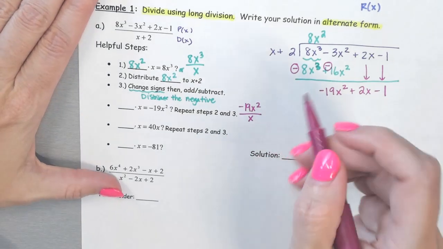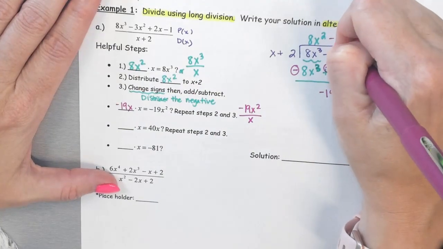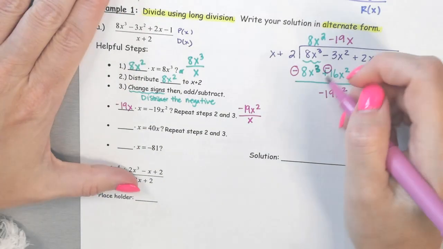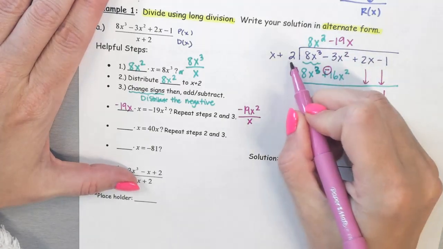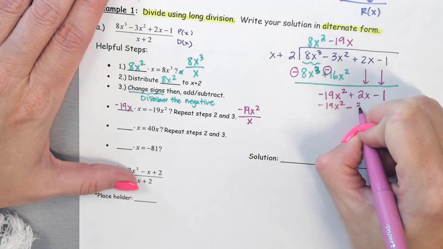All right, so we should have got negative 19x. That's what we're putting at the top. Okay, so once we distribute, again, these should match. Negative 19x squared, and then a negative times a positive is going to be a negative, so we get negative 38x.